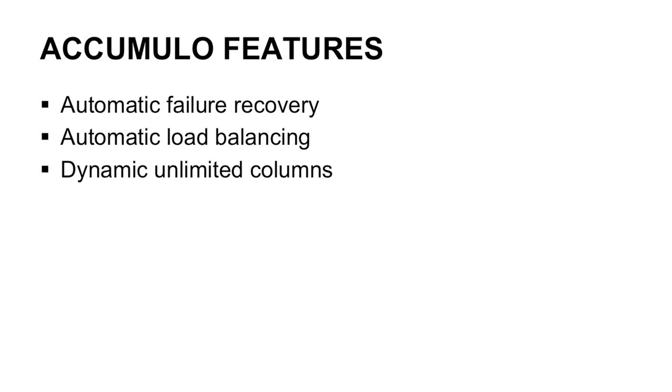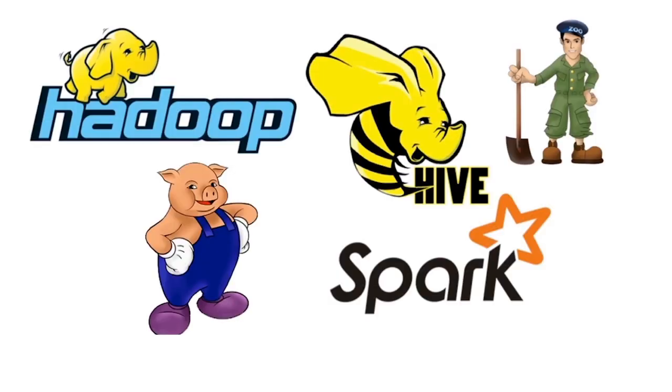Accumulo also has a number of features that make running clusters of over 1,000 machines manageable, including automatic recovery from hardware failure, automatic tablet reassignment, and dynamic and unlimited columns. Accumulo is written in the popular Java programming language and is compatible with several other open-source big data projects such as Hadoop MapReduce, Thrift, Zookeeper, Pig, Hive, and Spark. Accumulo has a Thrift proxy that allows clients written in other languages to work with Accumulo as well.